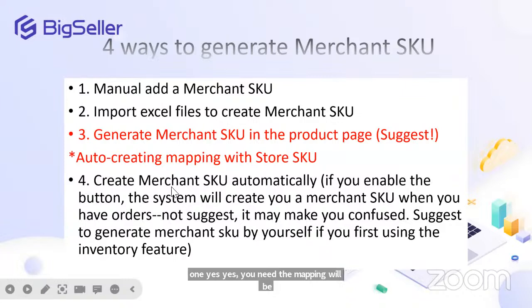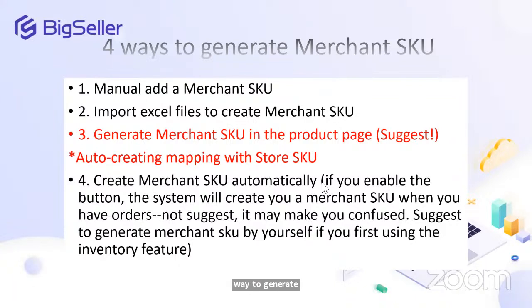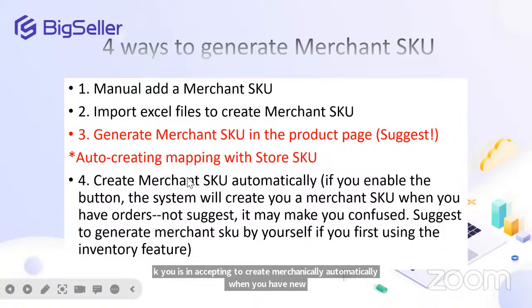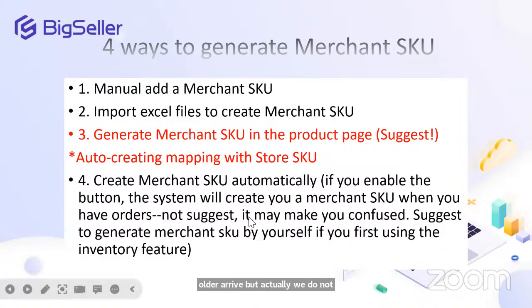Okay, and the final way to generate the merchant SKU is in the setting, to create the merchant SKU automatically when you have a new order arrive. But actually, we do not suggest you to enable it if you haven't generated all the merchant SKU for all your products, because it may make you confused. So we suggest you to generate the merchant SKU by yourself if you are first using the inventory feature. And here I suggest you to choose the third option, to generate the merchant SKU in the product page. Okay, so now let's go back to the Big Seller page.